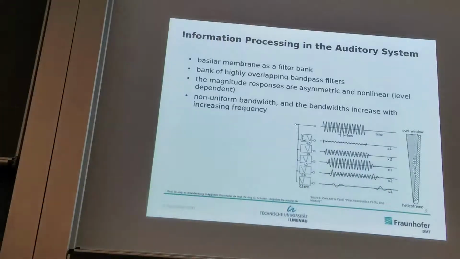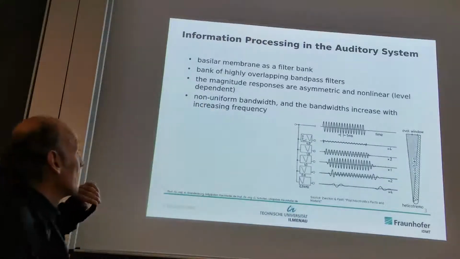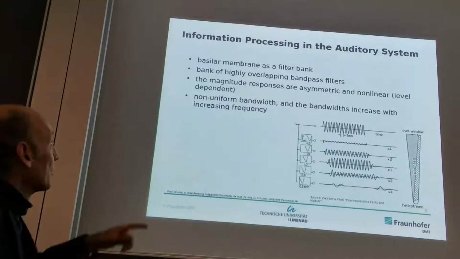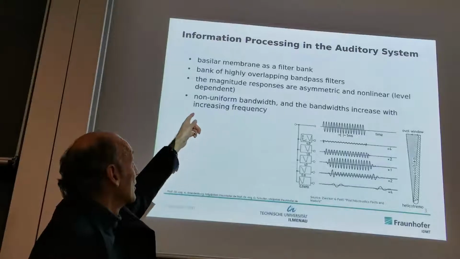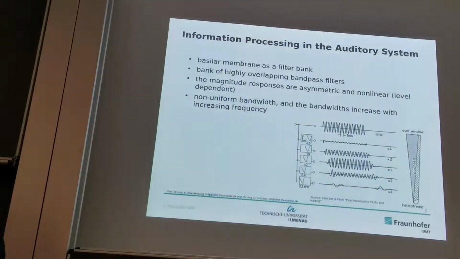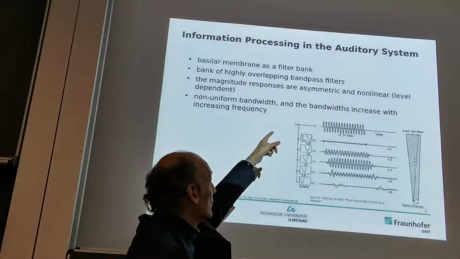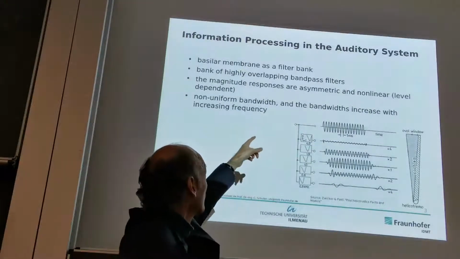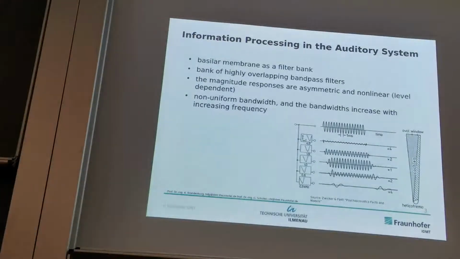So we have a filter bank which does something similar, but not exactly with the same type of filters. The ear actually has highly overlapping bandpass filters, and the magnitude responses are asymmetric, non-linear, and level dependent. So somewhat different from the filter banks that we use. And they are non-uniform in bandwidth: the bandwidth increases with increasing frequency. So that's also different from our filter banks.